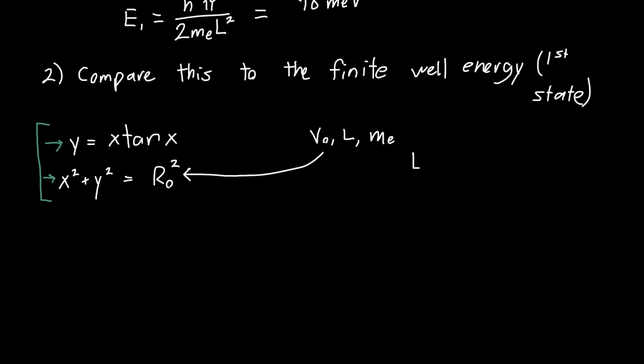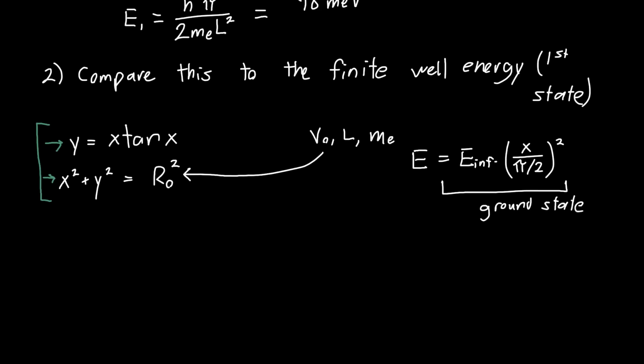From there, we know that we can find the energy, because that's just the infinite well energy times x over pi over 2, squared. I should make a note that this is just for the ground state. To derive this, we had to multiply and divide by pi squared, and instead we would multiply and divide by pi squared n squared. So this formula will need to be slightly modified if you use it for states that aren't the ground state. I think you just need to add an n squared in the bottom.